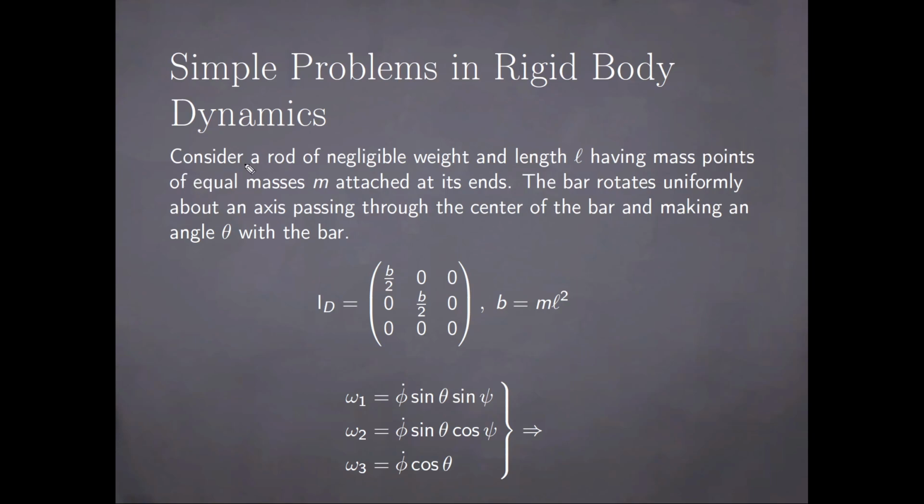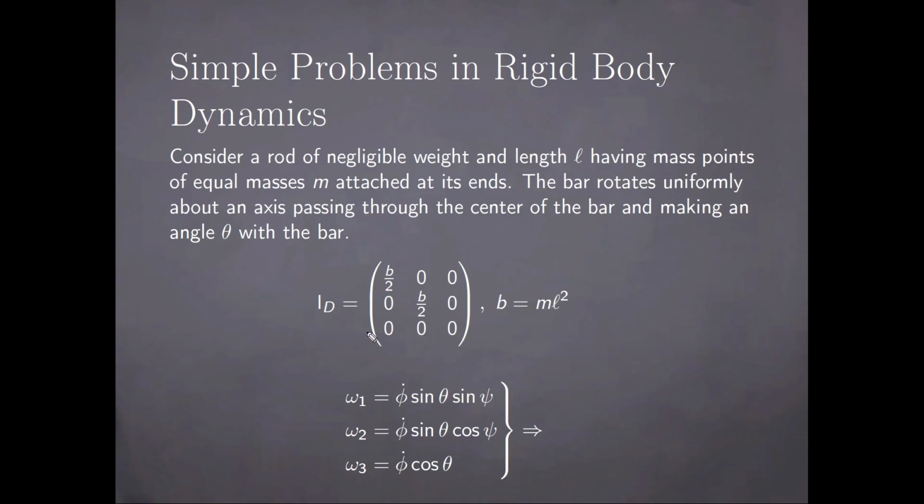We are to consider a rod of negligible weight and length L having mass points of equal masses m attached at its ends. The bar rotates uniformly about an axis passing through the center of the bar and making an angle theta with the bar. And what we are interested in this particular case is to calculate the torque acting on the bar, both in the intrinsic frame and in the laboratory frame.